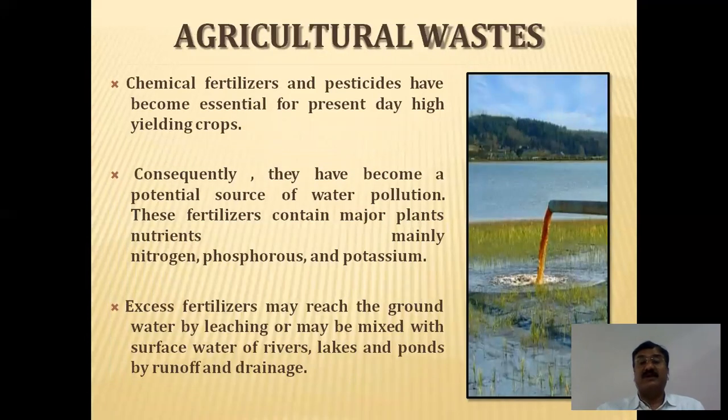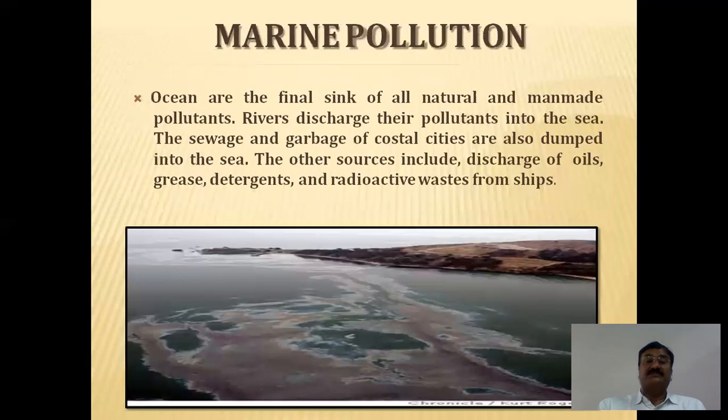Agricultural waste. Chemical fertilizers and pesticides have become essential for present-day high-yielding crops. Consequently, they have become a potential source of water pollution. These fertilizers contain major plant nutrients, mainly nitrogen, phosphorus, and potassium. Excess fertilizers may reach the groundwater by leaching or may be mixed with surface water of rivers, lakes, ponds by runoff and drainage.